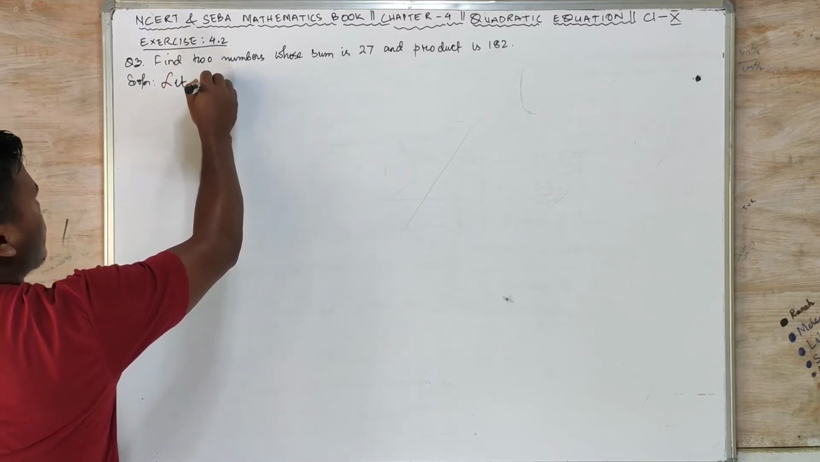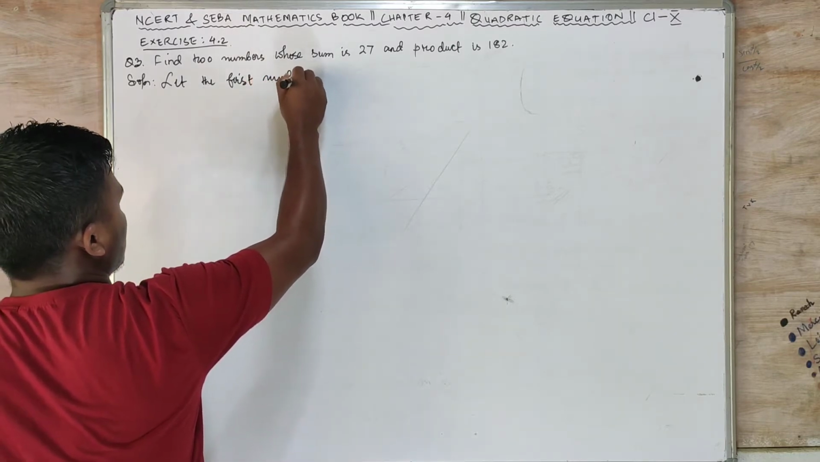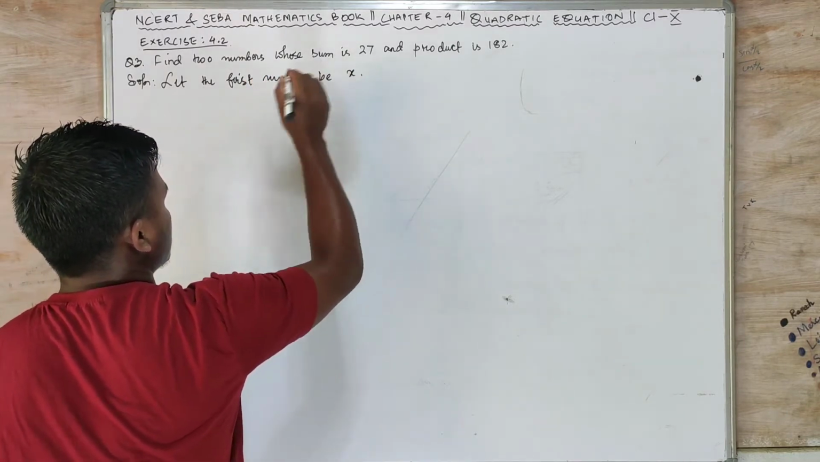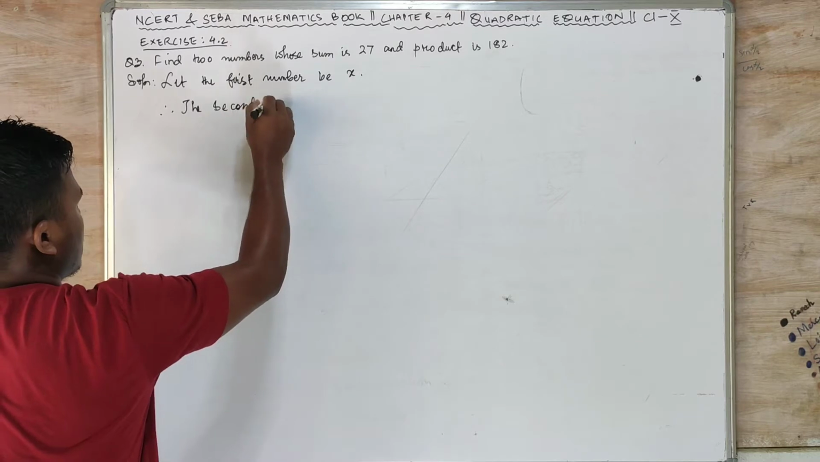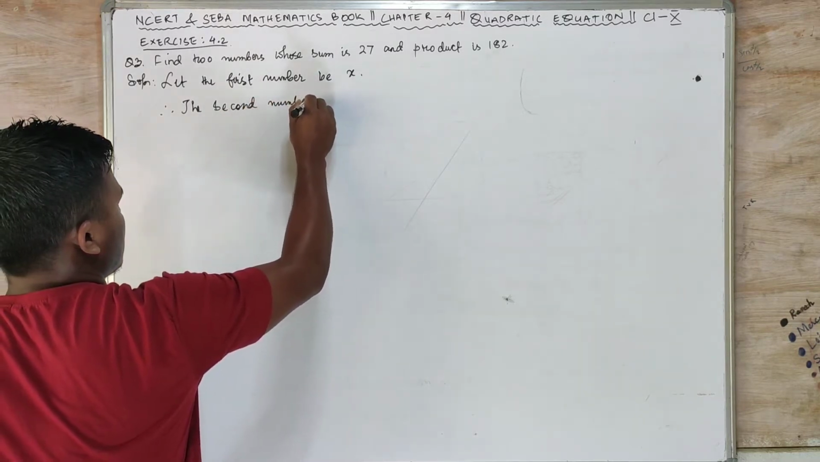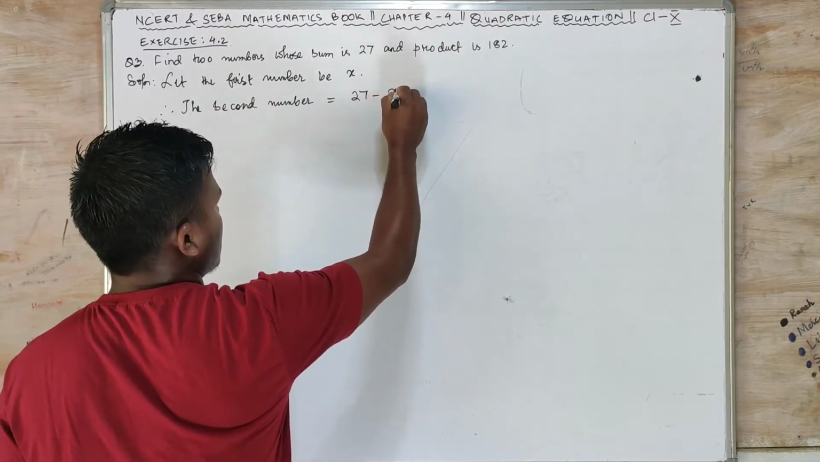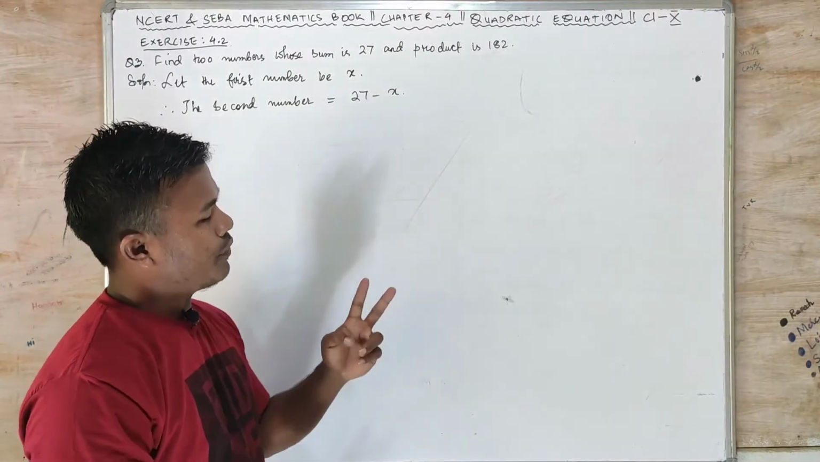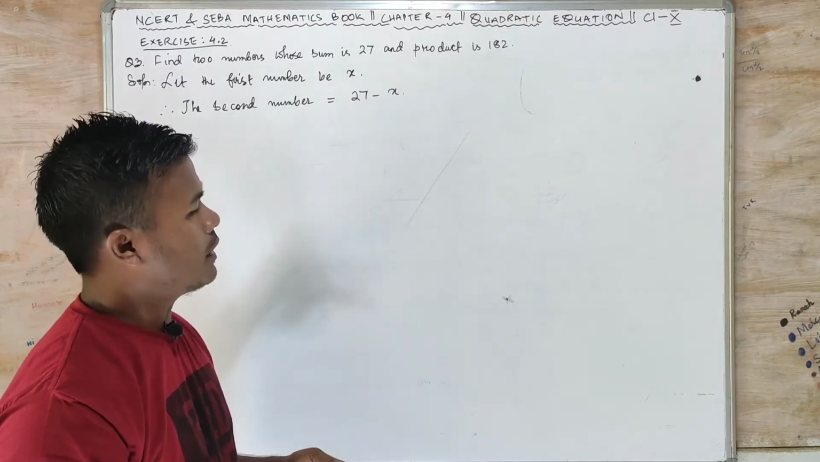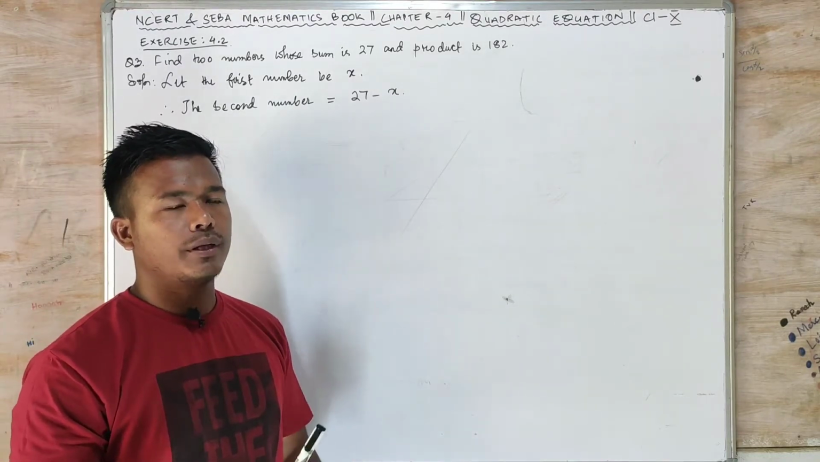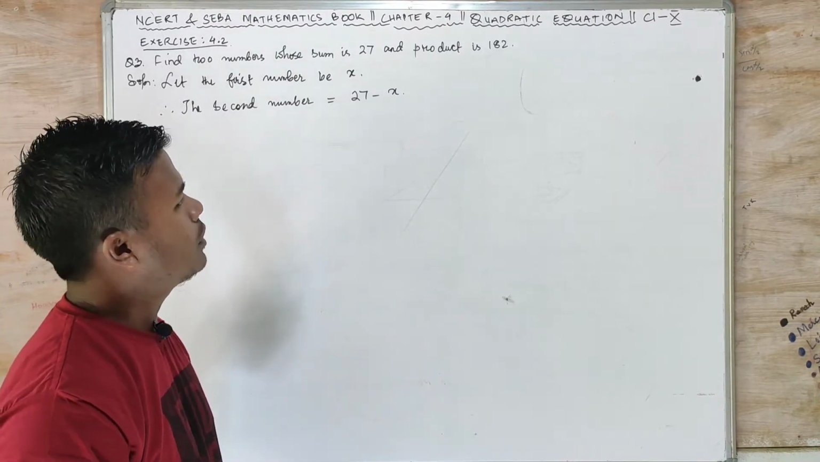Let the first number be x. Therefore, what will be the second number? It will be 27 minus x, because if two friends combine 5 marbles and one friend has taken his share and got 1, then what will be the share of the other friend? 5 minus 1. 5 minus 1 will be 4.